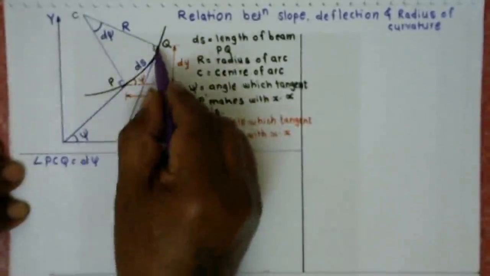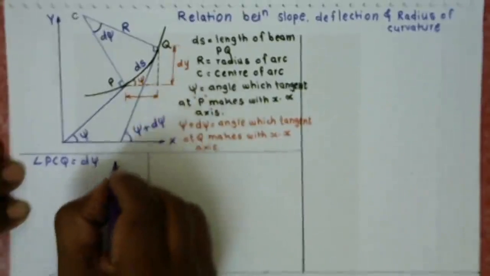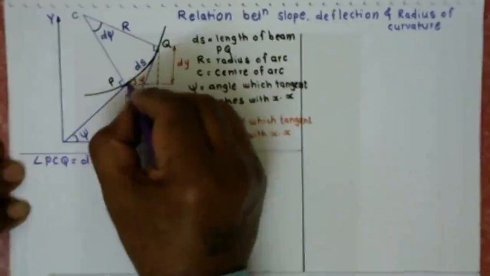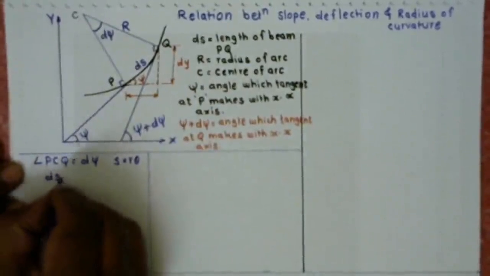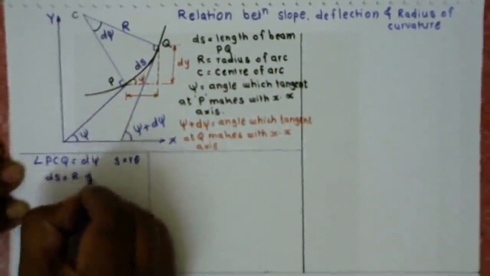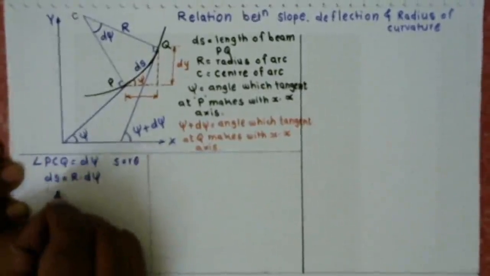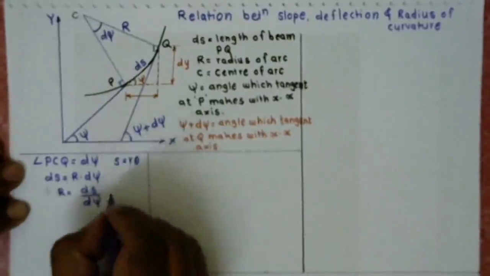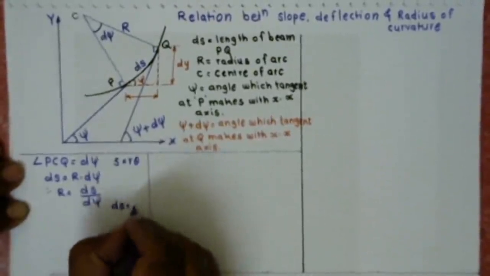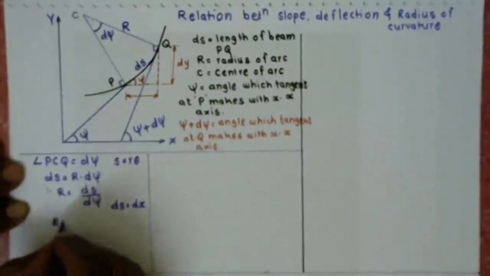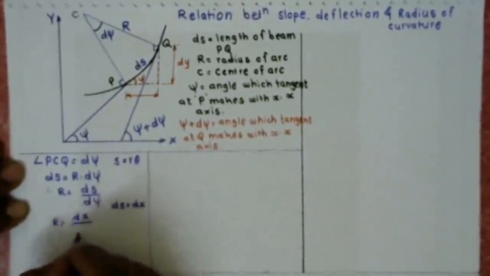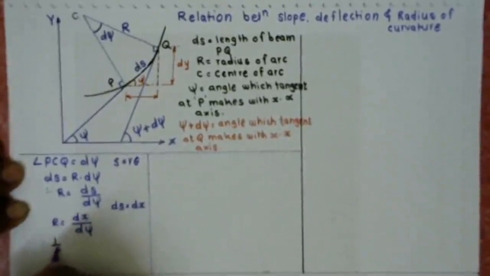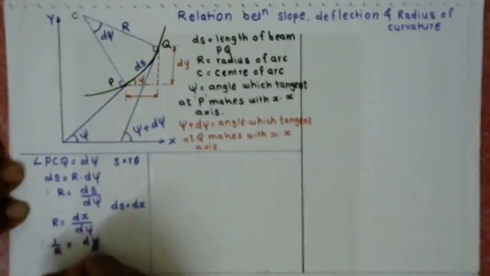Now the length of the sector PQ, according to our equation S is equal to r theta, where ds is the length of PQ. So we can write ds is equal to r into d psi. Therefore r is equal to ds upon d psi. Since ds is very small, we may write ds is equal to dx. So r is equal to dx upon d psi. Rearranging this equation, 1 upon r is equal to d psi upon dx.